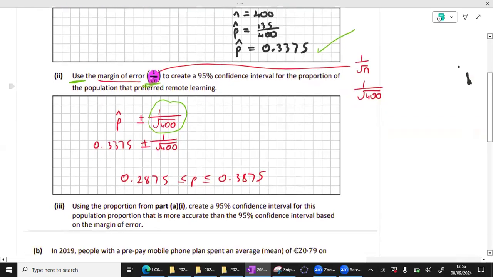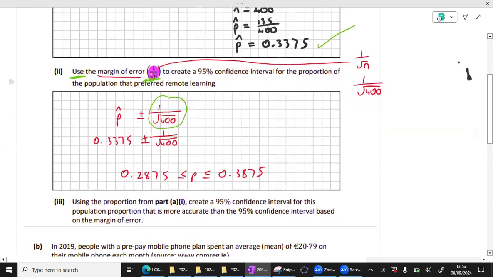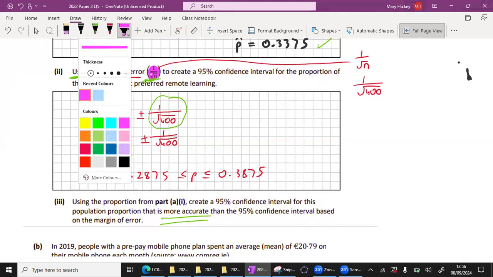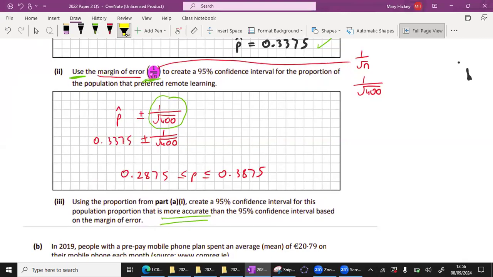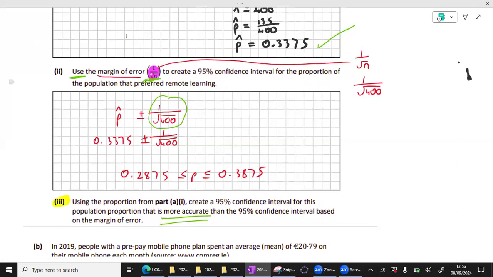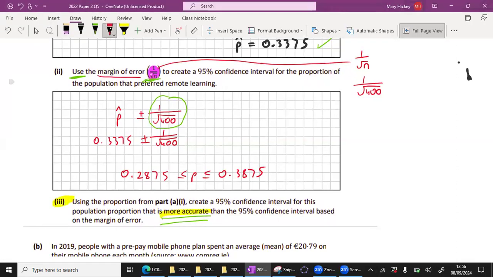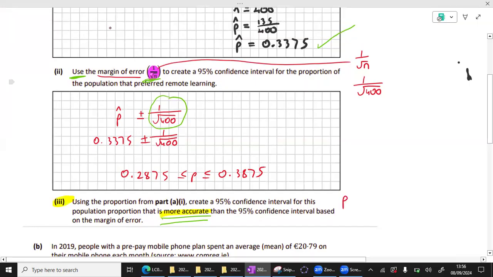Okay. Part three, use the proportion from A part one to create a 95% confidence interval for this population proportion. Here we go. That is more accurate than the 95% confidence interval based on the margin of error. Okay. So long story short, this is why they've asked you to do it. They're essentially asking you to redo it now, and they want a more accurate version. Well, this is the one we're normally doing. So our more accurate version is our formula from our cheat sheet.